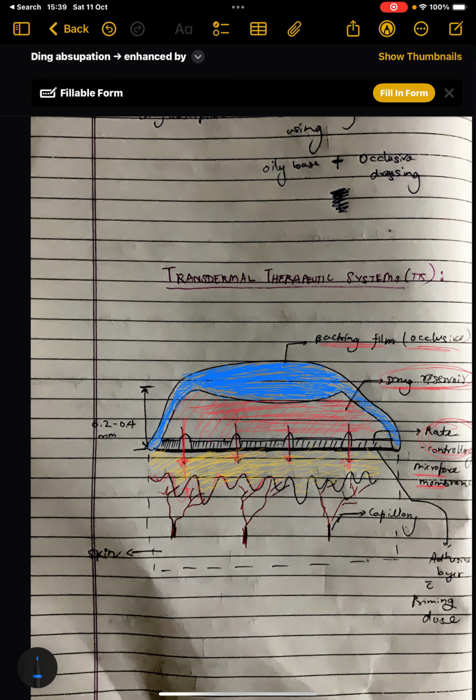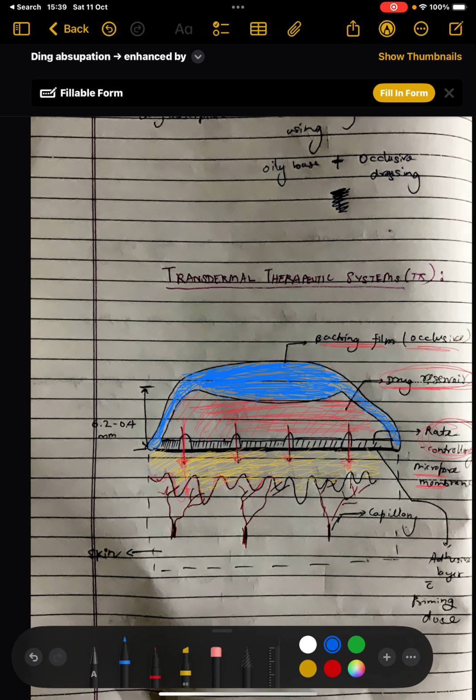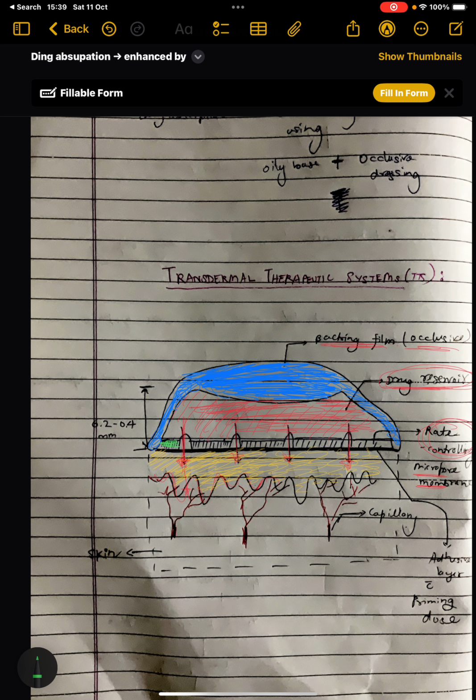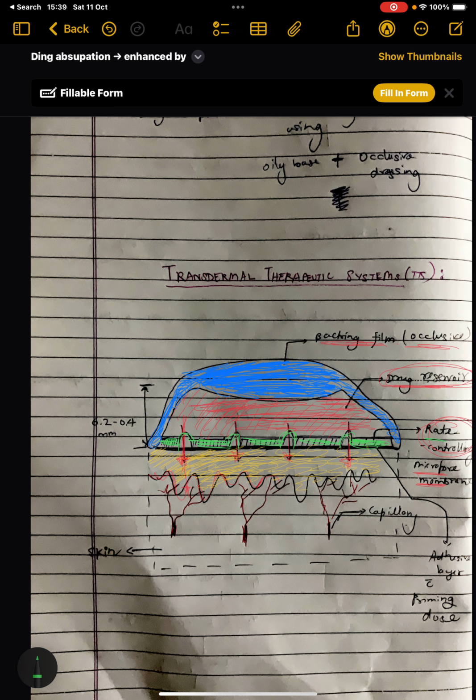Then we have the drug reservoir, which is the next layer that I have highlighted in red, after which we have the micropore membrane, which is this green thing right over here. This is the micropore membrane, and these arches, what are these? These are the pores in this film, and these will allow a rate controlled manner of flow of this drug to this layer.